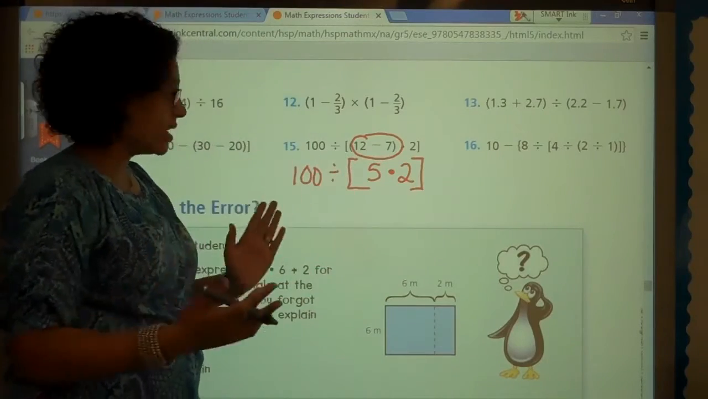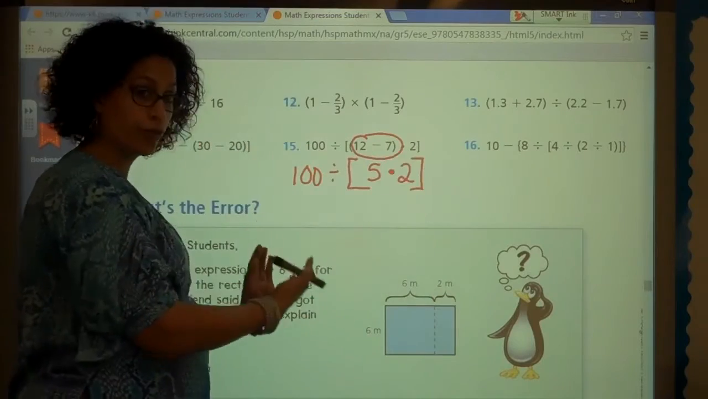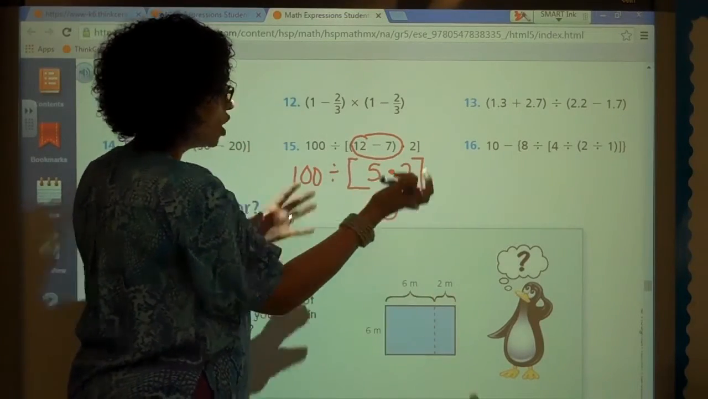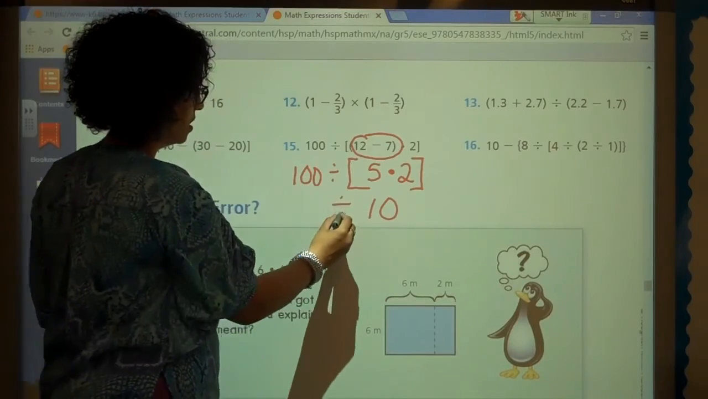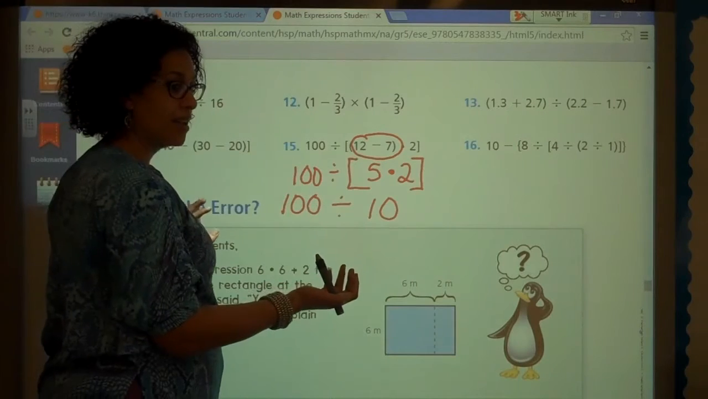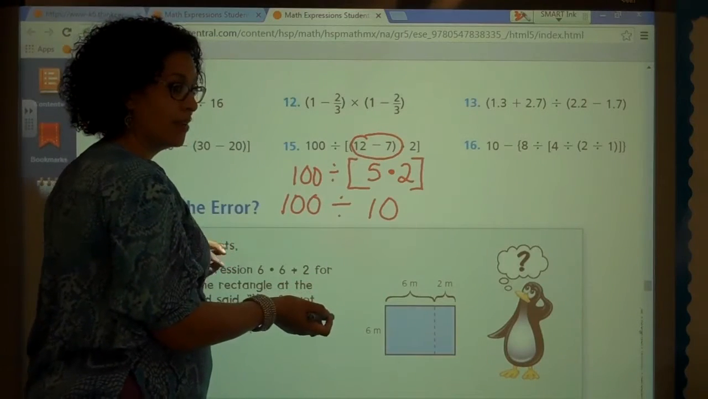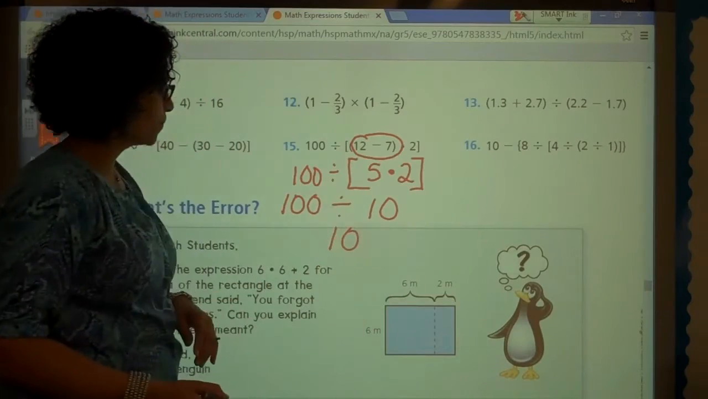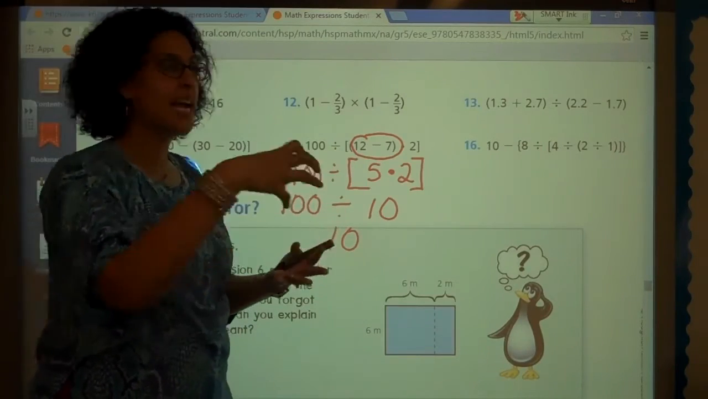Now, these brackets tell me I'm grouping that together because it has to happen first. 5 times 2 is 10. Bring everything else down. Divided by 100. 100 divided by 10. You know this one? Good. 10. Okay? Notice we start from the inside out.